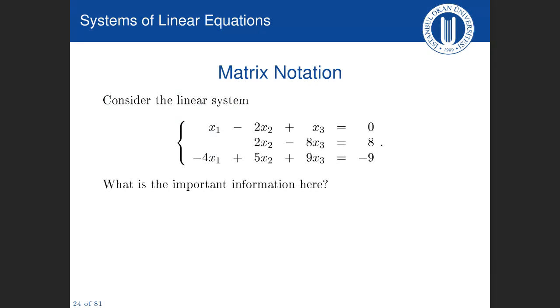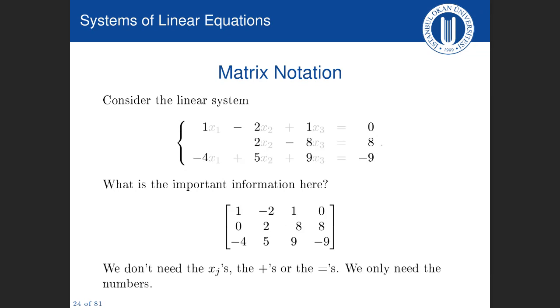The next idea is the idea of matrix notation. Have a look at this linear system. What is the important information here? Let me grey out some of this. The important information is the numbers. We don't need the xj's, we don't need the pluses, we don't need the equal signs. All we're really interested in here is the numbers.